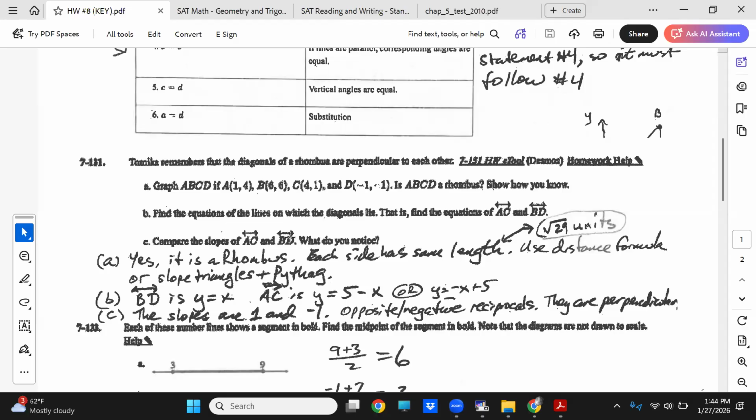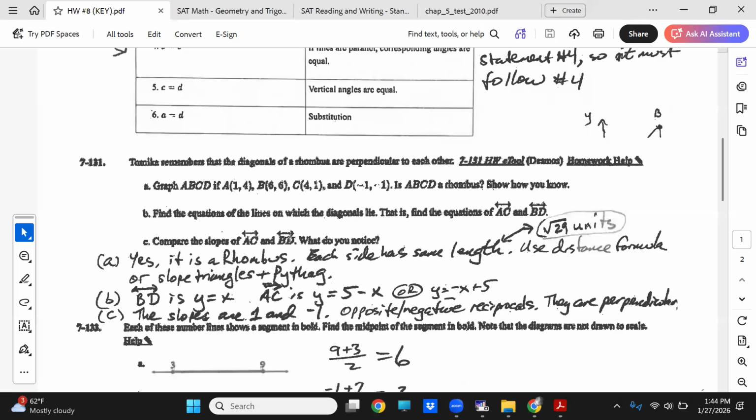Find the equation of the lines on which the diagonals lie. That is, find the equations. Once you have the slopes and a point on the line, I'm sure you guys are fine doing that. The equations are right there. And of course, compare the slopes, they're negative reciprocals. So there we go.